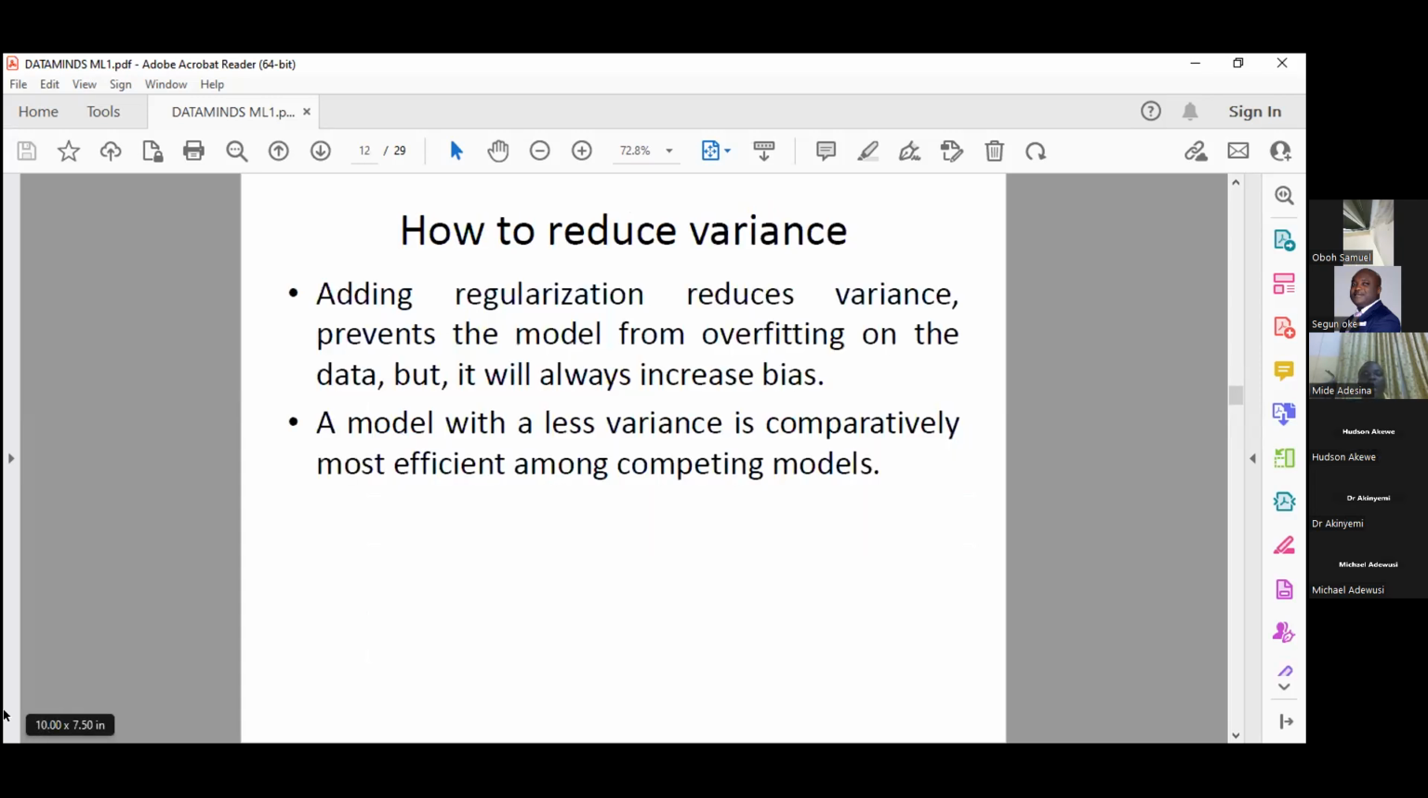I talked earlier about how to reduce variance by adding regularization. As those of us who are statisticians or did statistical inference know, a model that has less variance is more efficient. The estimator is more efficient. But it is just like medicine: it will say it cures malaria, but it gives you side effects, like stomach problems. So as much as we are trying to reduce variance, we are also increasing bias.